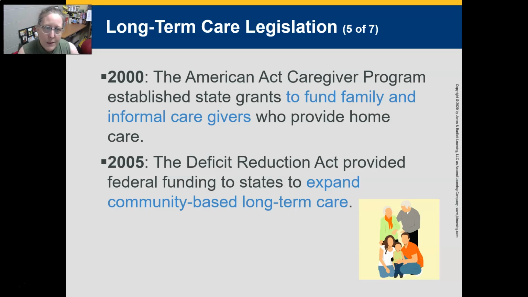Then in 2000, the American Caregiver Program established state grants to fund family and informal caregivers to provide home care, so that these people who dedicated their time to take care of their loved one could have some pay. It's not really high, but it's better than nothing, because before that they were doing the care for free. And of course, if you're caring for a family member, it's difficult for yourself to also work, right?